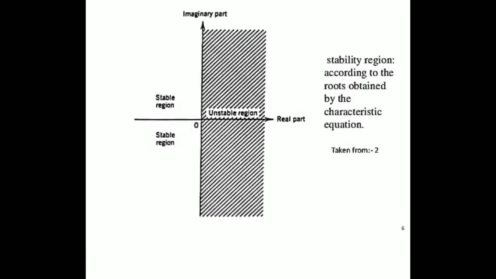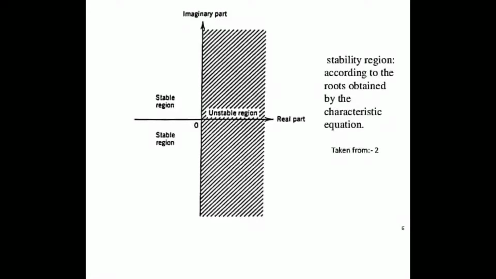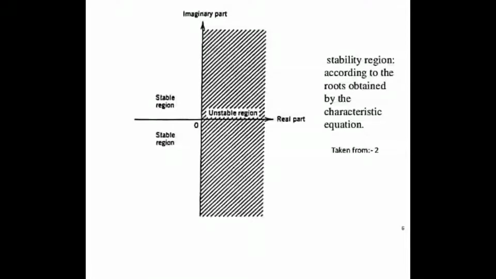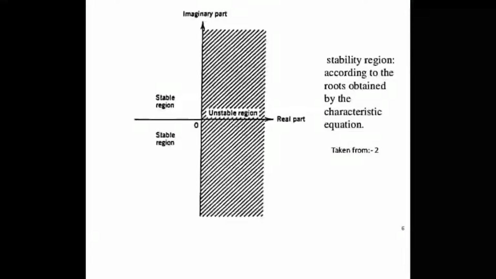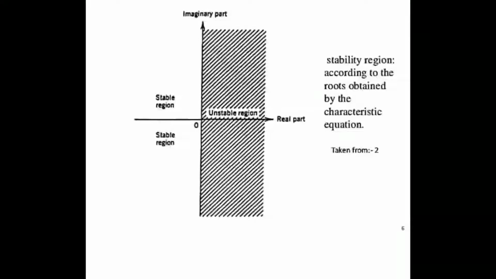And if the roots are on the imaginary axis, at that time the system is stable or unstable depending upon the repeatedness of the roots. If the roots are repeated, the system is unstable, and if the roots are unrepeated, the system is stable.